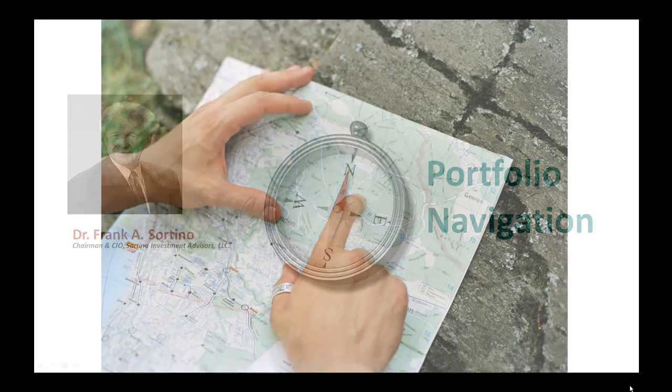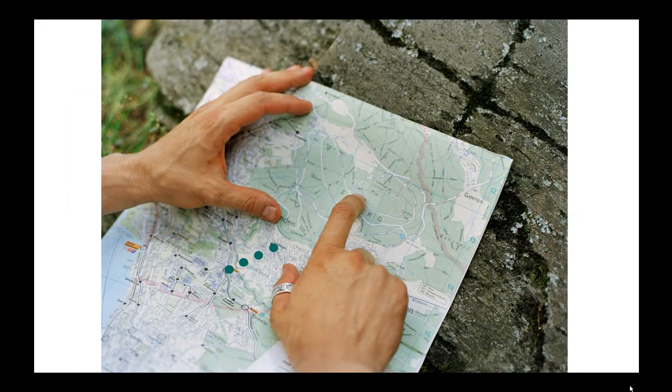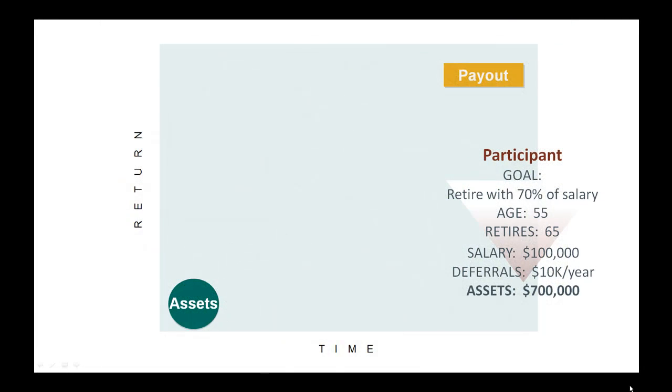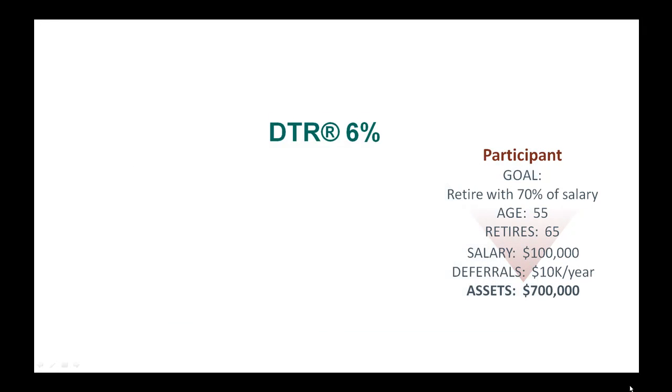All navigation problems require the calculation of a heading to get you to your destination. We call the financial equivalent the desired target return, or DTR. It is the return an investor needs to earn on assets in order to achieve some future payout.